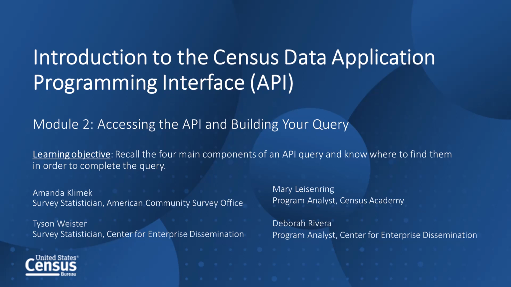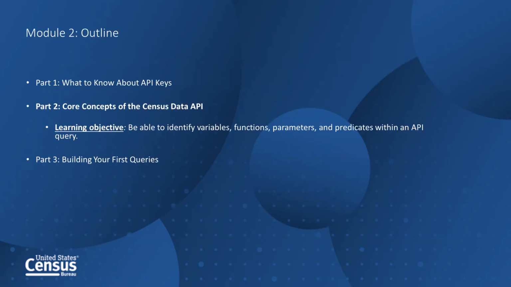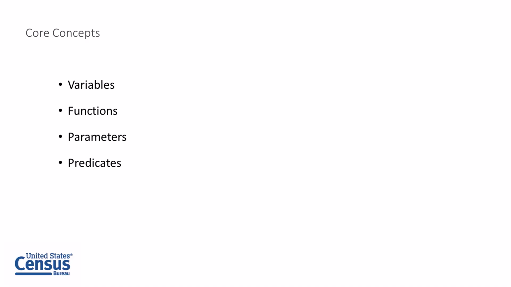Welcome to part 2 of this module, Core Concepts of the Census Data API. Our goal for this part is for you all to be able to identify and understand the purpose of variables, functions, parameters, and predicates in your API query. And when we say API query or API call, we are just referring to your request to the API to get data returned to you.